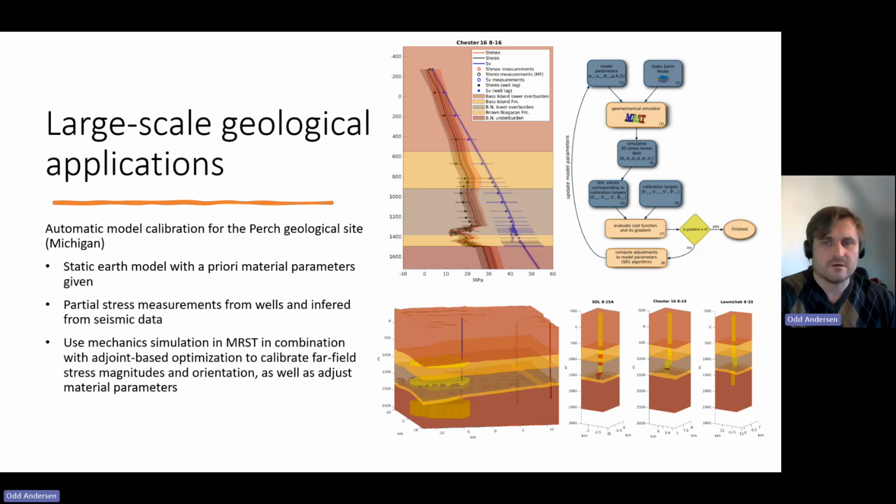The geologists also constructed a static earth model of layer cake type, where each geological layer had its own mechanical properties. We then combined the use of MRST mechanics modeling with the adjoint-based optimization capabilities that Stein will talk about tomorrow, in order to determine the stress boundary conditions, that is the far-field stress magnitudes and orientation, as well as to tune or to adjust the material parameters of the rock, so that when we compute the stress field, we obtain a field that corresponds as closely as possible with the observed data.